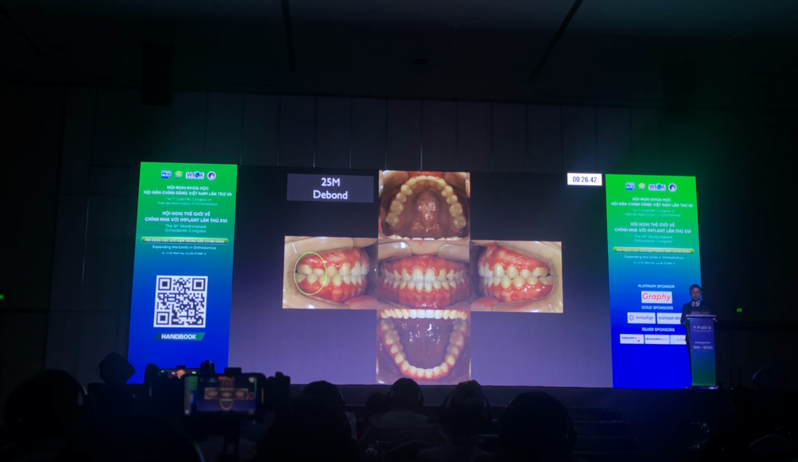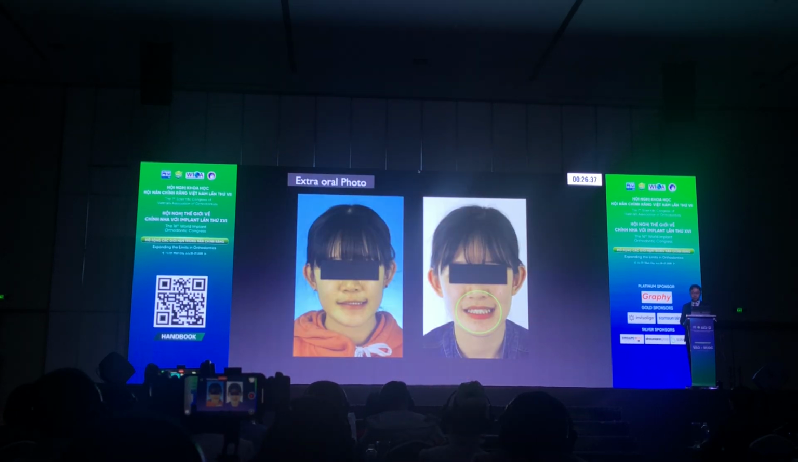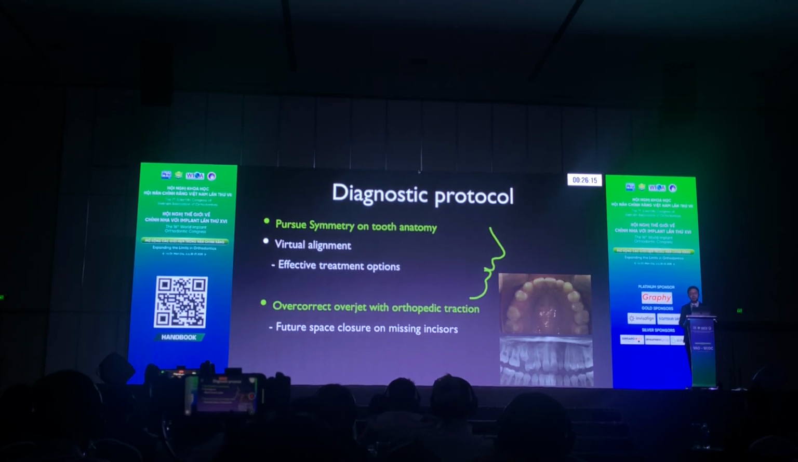So we make the symmetry and the 1-year retention. So we are ready for final restorations for these patients. In this case, when you see the unilateral missing on the maxilla, we have to pursue symmetry. And by virtual alignment, you can choose the most effective treatment option. And if you plan for space closure in the future, you have to think about overcorrections, overjet. So it is helpful to plan the second phase for the extraction of the abnormal tooth.